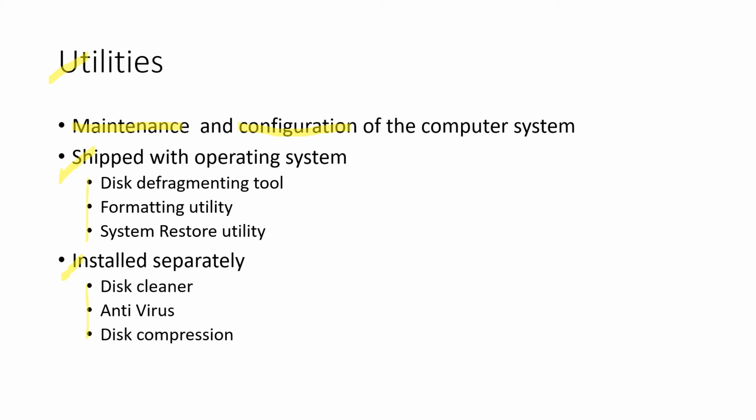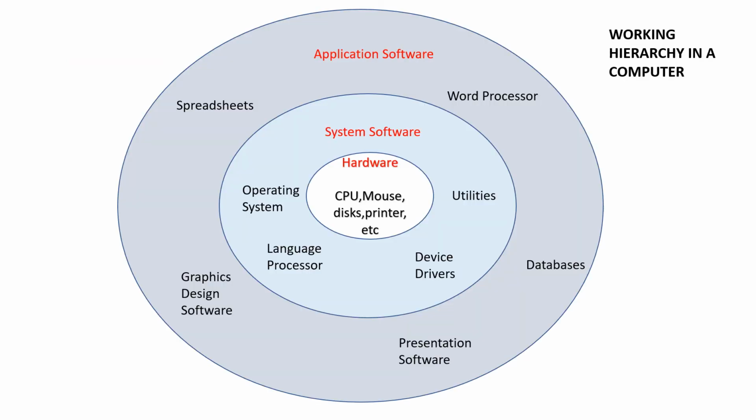So in the next slide, you can see what the working hierarchy on the computer is. We can see that the hardware is there, and then close to the hardware is the system software, the set of software which runs and comes under system software, and the outer layer after the system software is the application software.